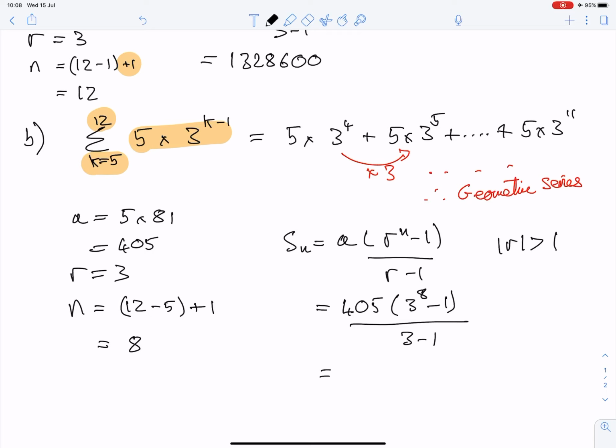And we get 1, 3, 2, 8, 4, 0, 0. Okay, so almost exactly the same, certainly the same to 4 significant figures as the original answer. Well, 3 significant figures.